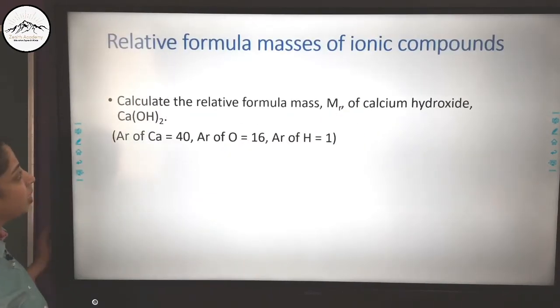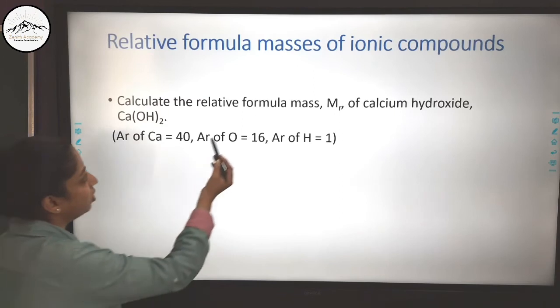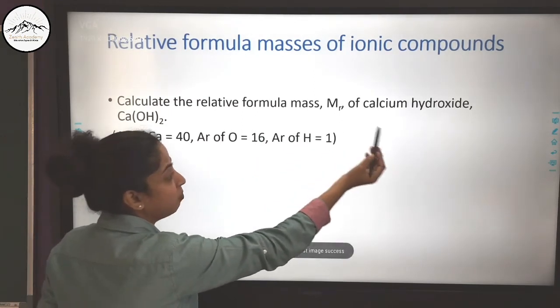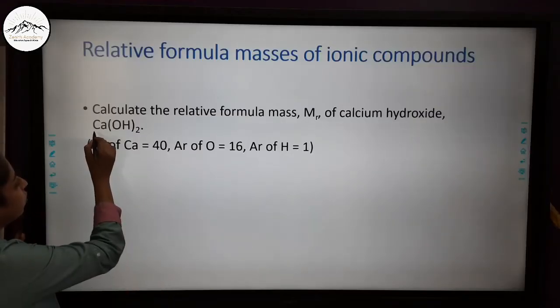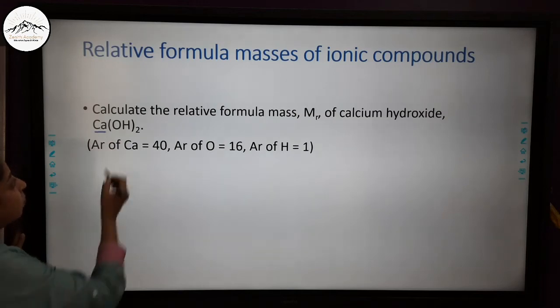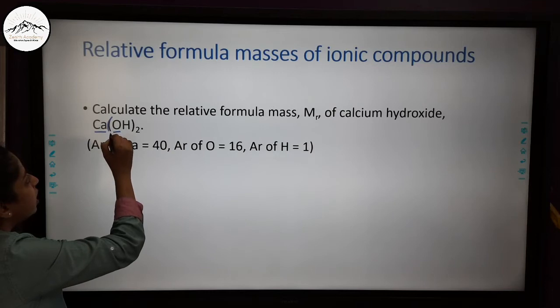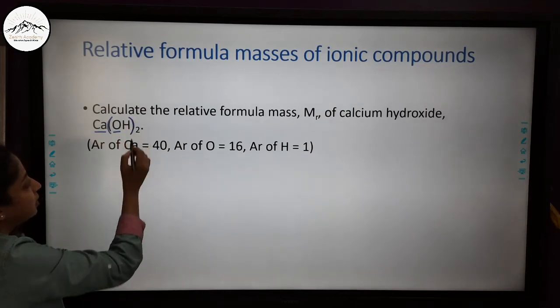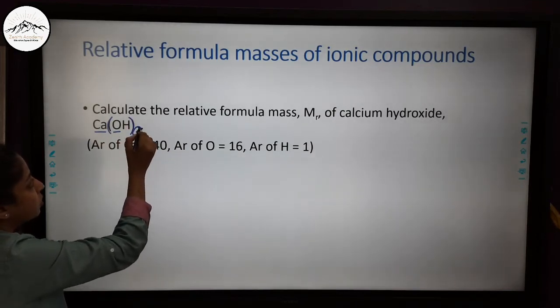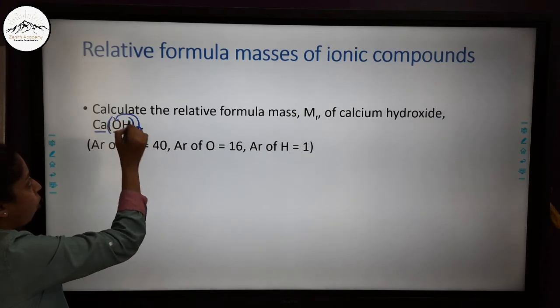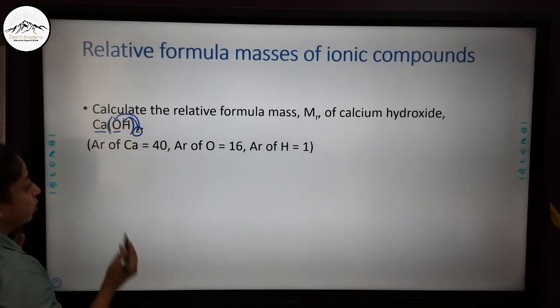Let's see some more examples. Here they have asked to calculate the relative formula mass of calcium hydroxide. Now in this we know there is one atom of calcium. Then how many atoms of oxygen are there? See, this OH is written in brackets and outside the bracket 2 is written. So this 2 belongs to oxygen as well as hydrogen.